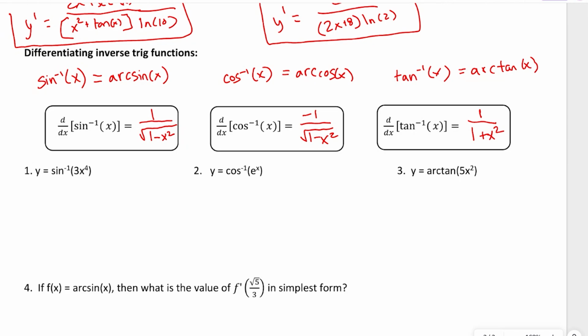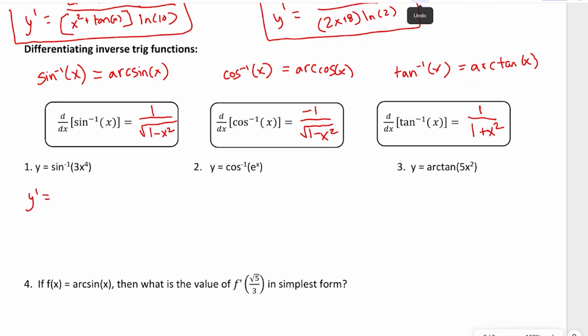So let's do a few inverse trig examples here. Each one of these 3 is going to use the chain rule. So wherever you see x in the actual derivative, instead of writing x, I'm going to write what's inside the function. So the derivative of inverse sine of 3x to the 4th, y prime, is going to be 1 over the square root of 1 minus 3x to the 4th squared. And then, of course, we're going to use the chain rule, so times 12x cubed.